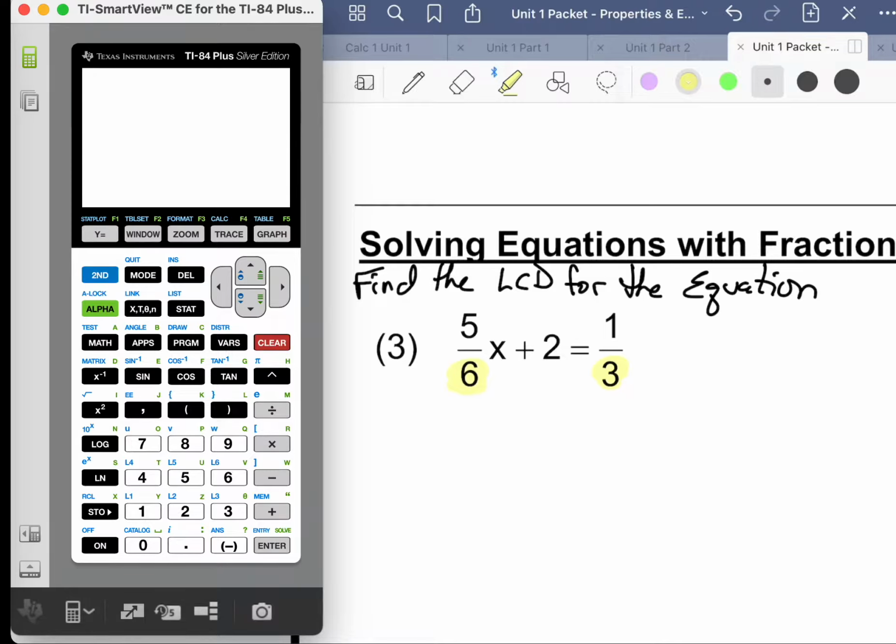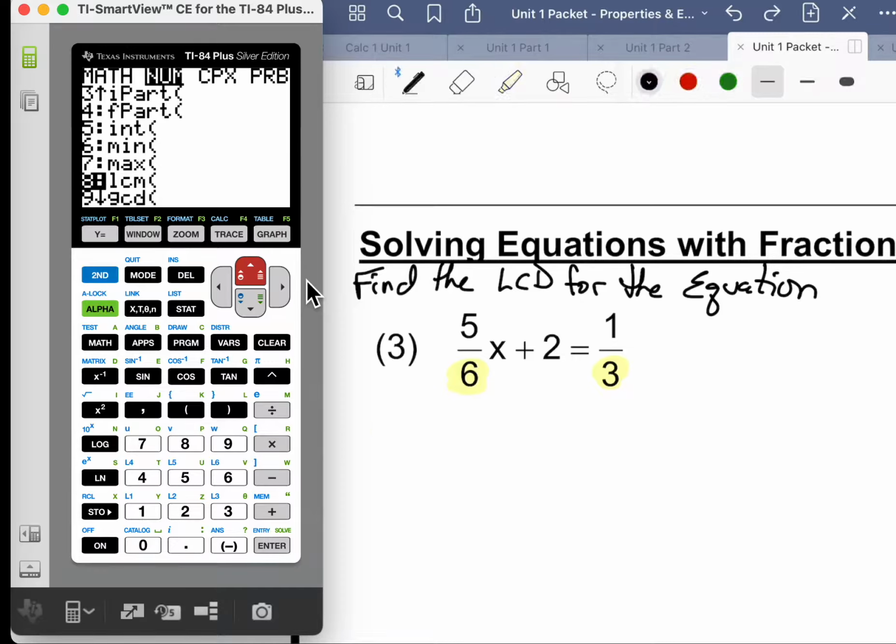On the TI, there's a function, math. If you go to NUM, you hit the right arrow to NUM, and scroll down, you'll see an option for LCM. On the TI-84, you'd hit math, NUM, and then it would be option 8. It's a little weird because it says LCM instead of LCD.